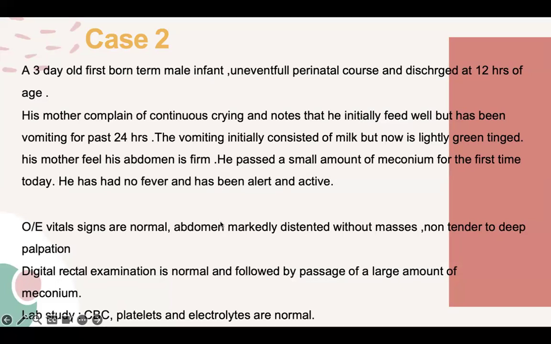So what could be the differentials? Delayed meconium passage, markedly distended abdomen, meconium staining on distal rectal examination, and other lab parameters are normal. What are the differentials at this point of time?